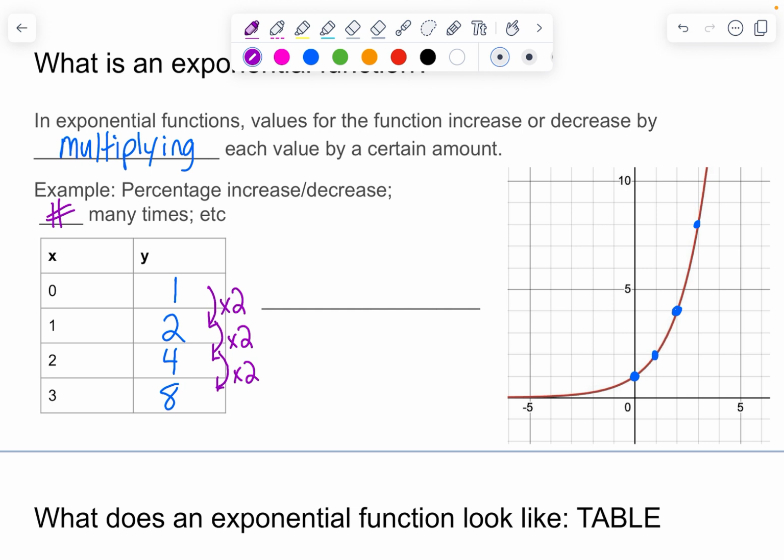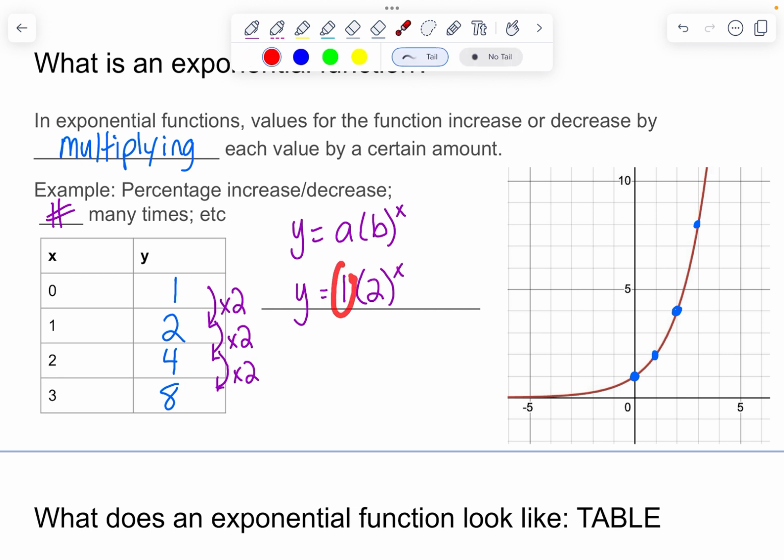that's going to be an exponential situation. The equation for an exponential function writes with the format of a times b to the x power. And we'll talk about that in a slide or two. But the equation for this one would be 1 times 2 to the x. So the 1 comes from the y-intercept, the place where it touches the y-axis. And then the 2 comes from what multiplication pattern we see in that.